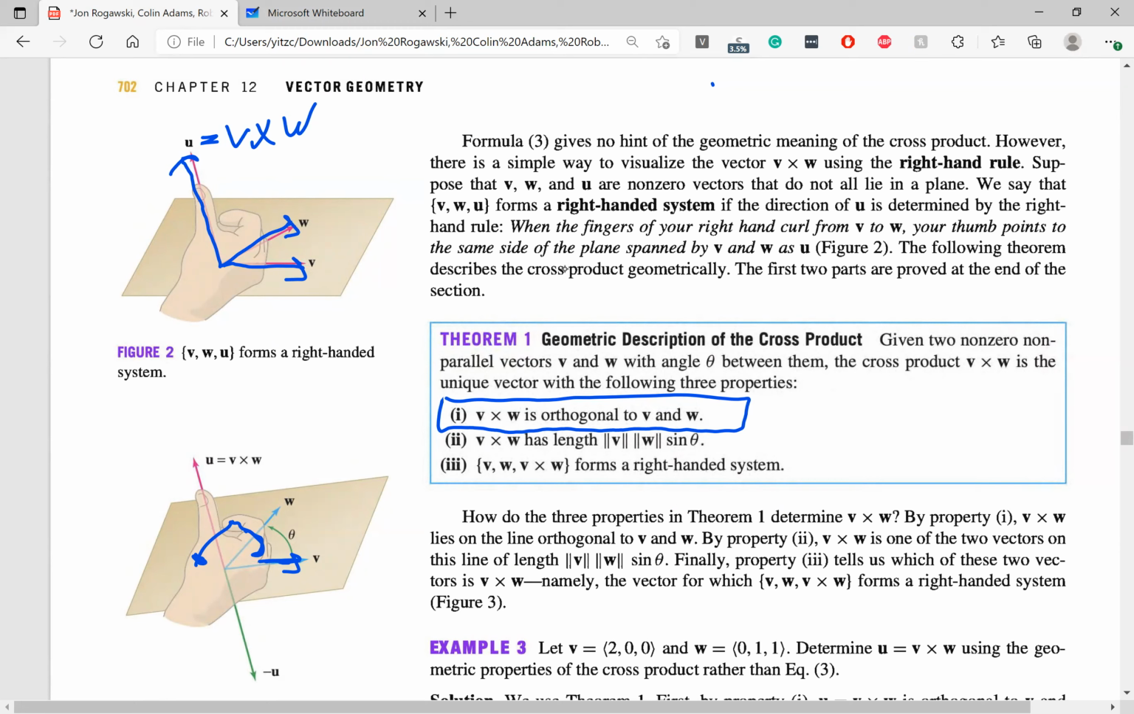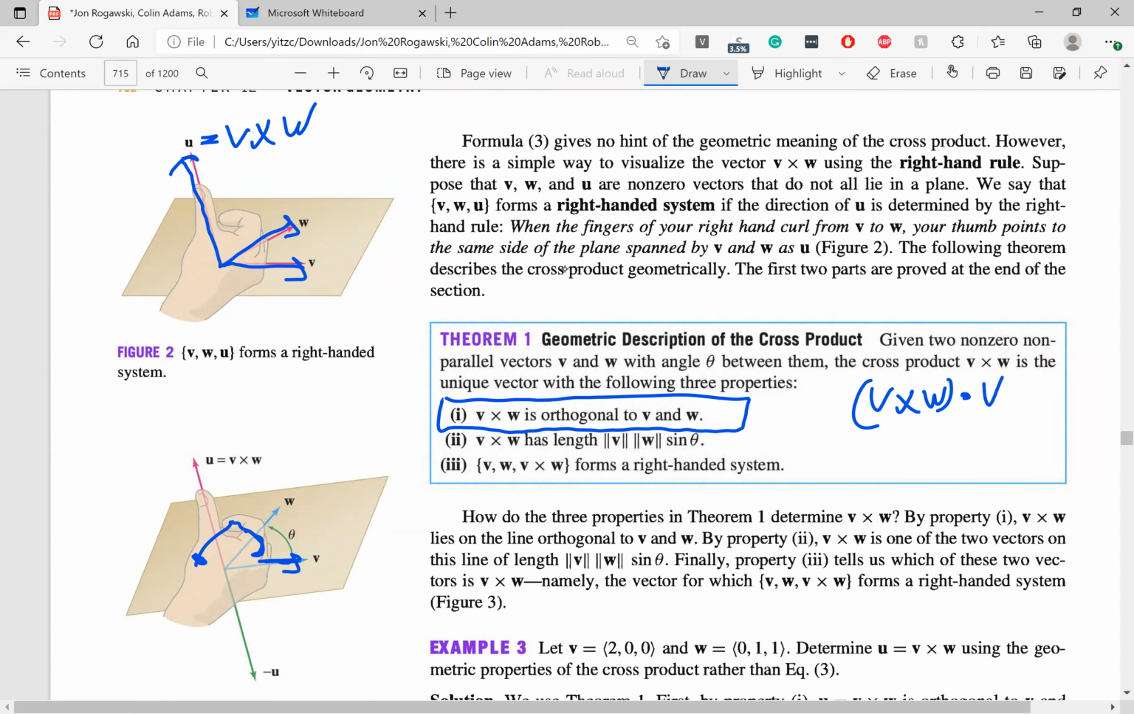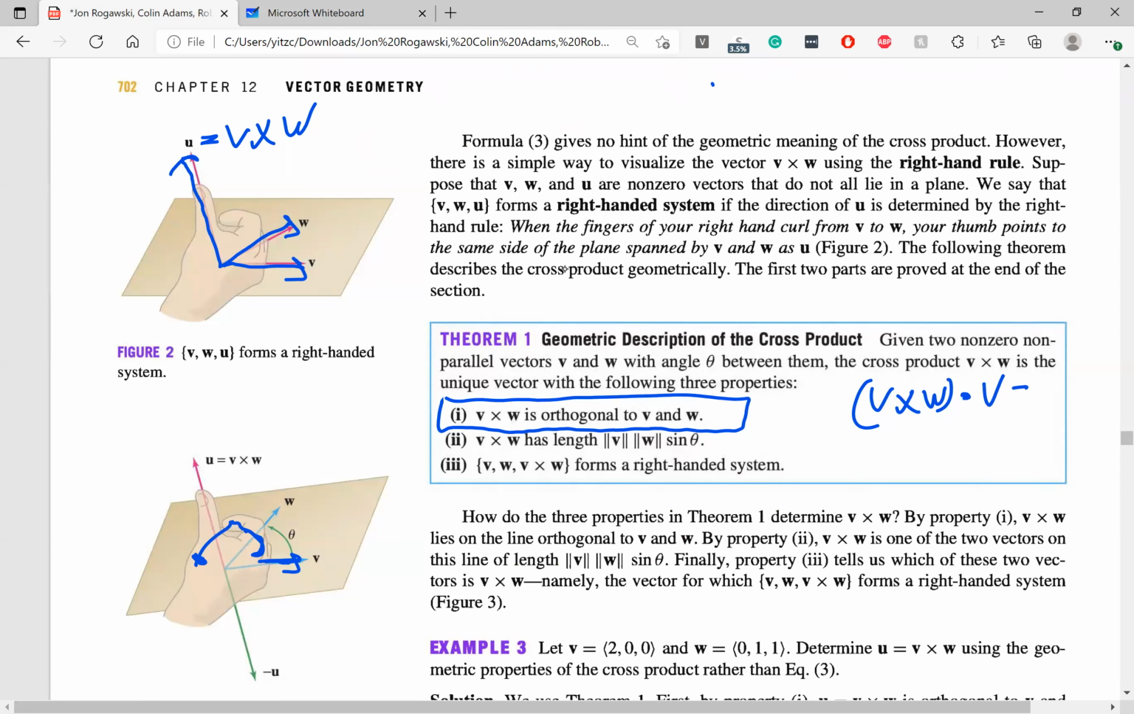And like we said, it's orthogonal to both V and W, which means you can take the dot product, because V cross W is a vector. So if you take the dot product of V cross W dotted with, let's say, V, what would you expect to get? Anyone?